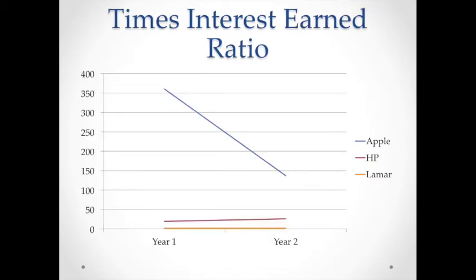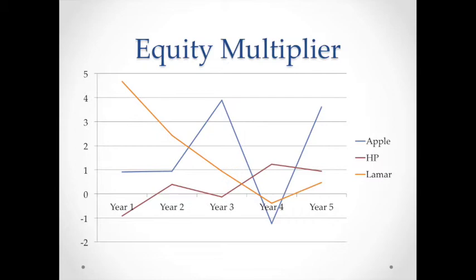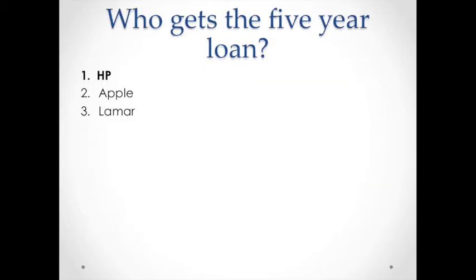The next ratio we will be looking at is the times interest earned ratio. This is found by dividing EBIT by your interest expense, and based on the times interest earned ratio, HP would be the most favorable company to grant the 5-year loan to. Based on equity multiplier, HP would be the most favorable company to give the loan to because it's gradually and slowly increasing. Who gets the 5-year loan? I think that HP would be the most favorable option, Apple coming in second, and Lamar coming in third.